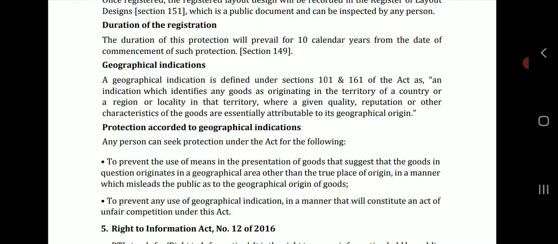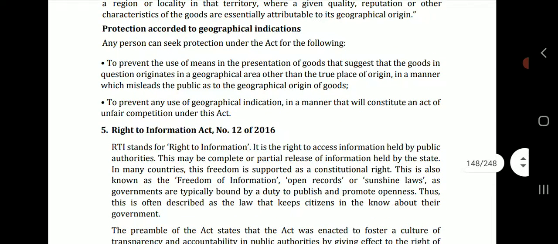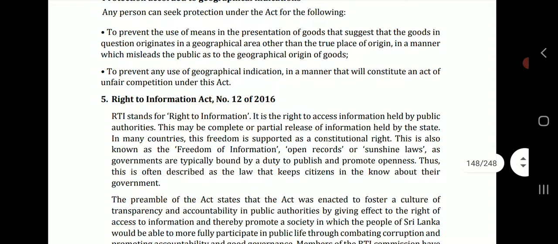Let's go to geographical indication, sections 101 and 161. Geographical indication refers to goods originating in the territory of a country, a region or a locality in that territory, where a given quality, reputation or other characteristics of the goods are essentially determined by their geographical origin. Protection according to geographical origin: any person is protected under this Act to prevent the use of any means suggesting that the goods in question originate in a geographical area other than the true place of origin, in a manner that misleads the public as to the geographical origin of the goods. Preventing any such use of a geographical indication is considered an act of unfair competition.